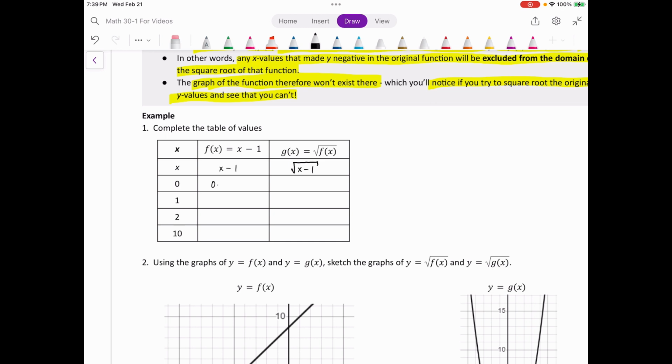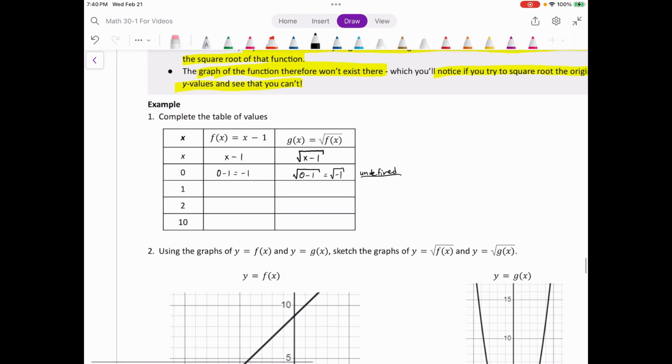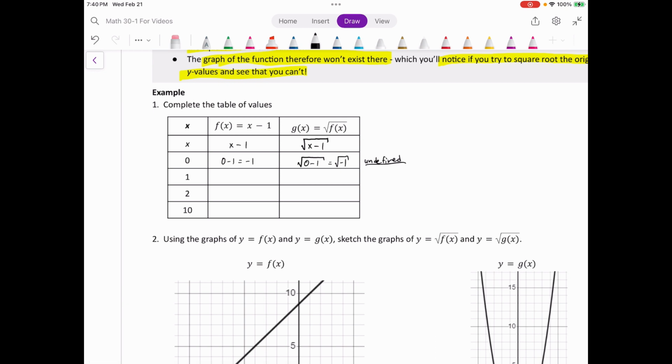We've got 0 minus 1, which is negative 1. So for g of x, that is the square root of 0 minus 1, which, that's the square root of negative 1. So it's undefined. Right? It's undefined. You can't take the square root of a negative. Okay? So even though 0 was in the domain of f of x, it's not in the domain of the square root of f of x. Okay? And we would see the graph not go there on the square root of that function.